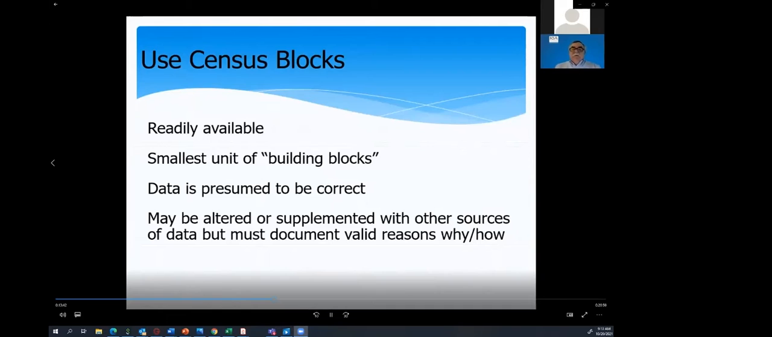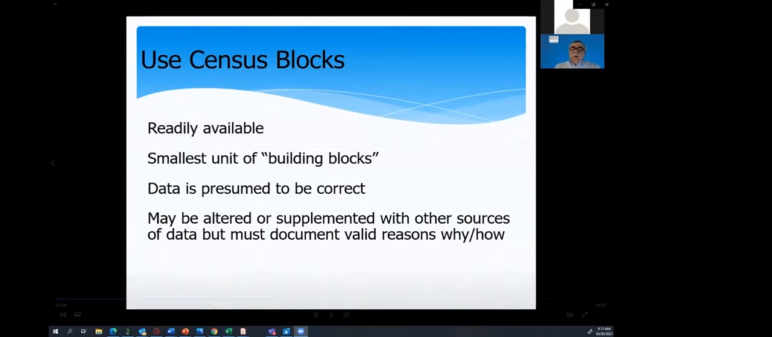You can supplement this information with other sources of information, but you need to be clear in your documentation as to why you are doing this and how you are doing this. Our experience has been that in exercises that occur immediately after the conclusion of a decennial census, there really is no other need to supplement the census data with other sources of information.